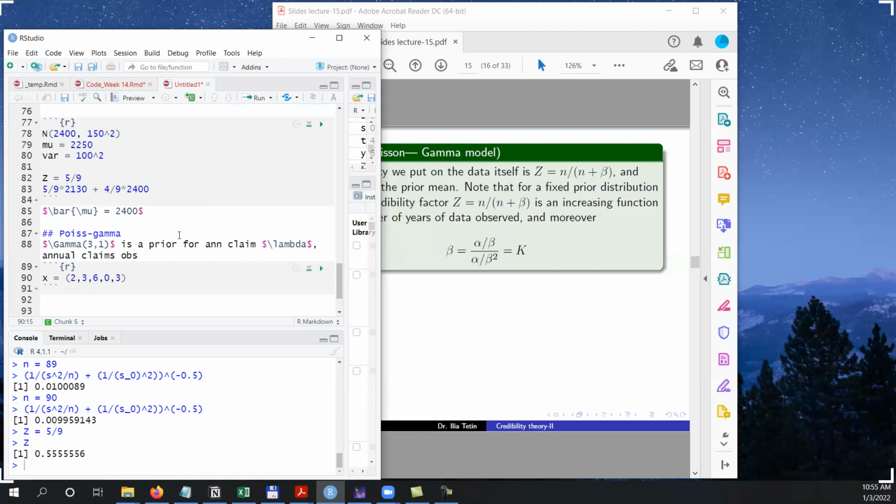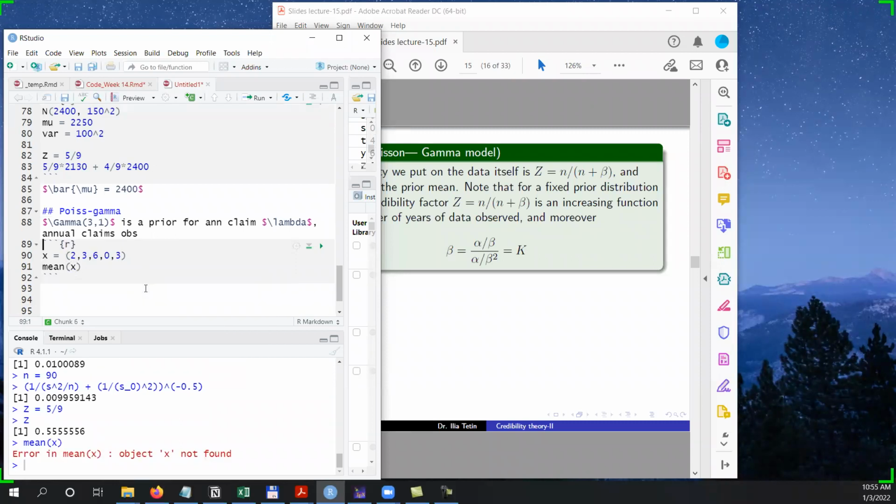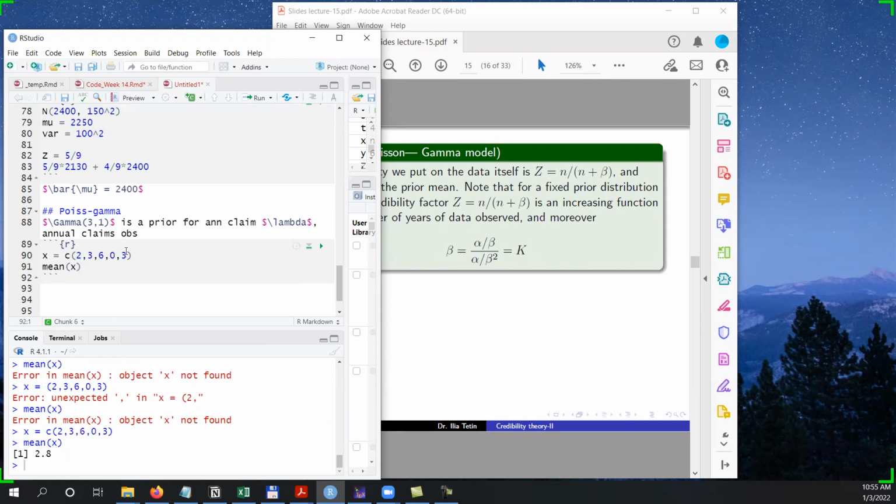We have annual claims observed here, and so then the posterior distribution for lambda given x is gamma, what? Gamma 14 plus 3, 5 plus 1, I would say. So this is the x. 2.8, and the variance of x is 4.7.